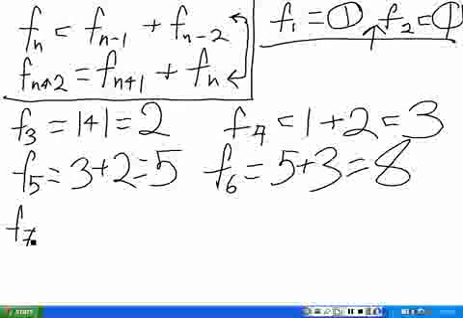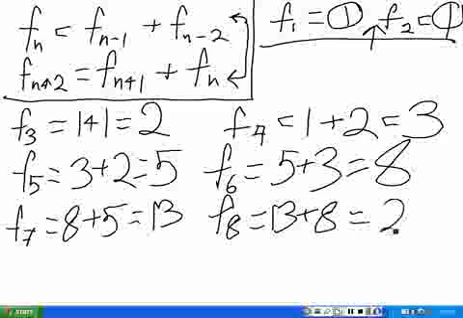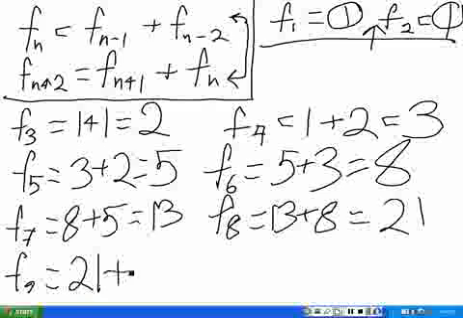And we can keep going much faster now than drawing the pictures of each of the bunnies. This is going to be 8 plus 5, which is 13. And we can keep going easily. F8 is going to be 13 plus 8, which is 21. Year 9 is going to be 21 plus 13, which is 34.